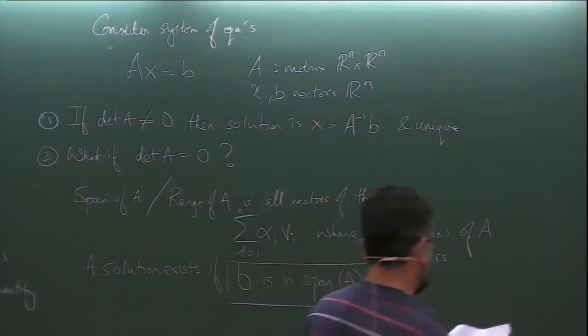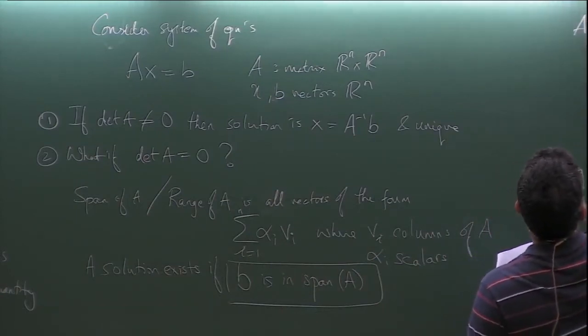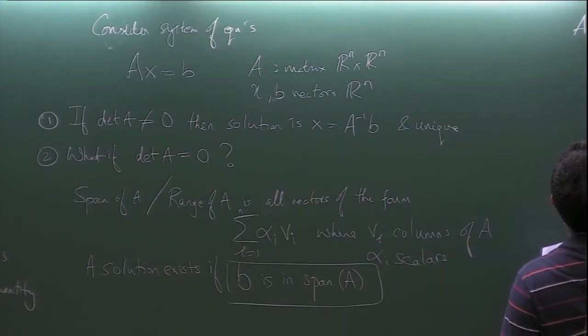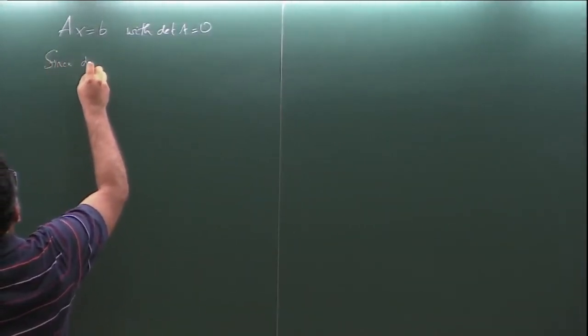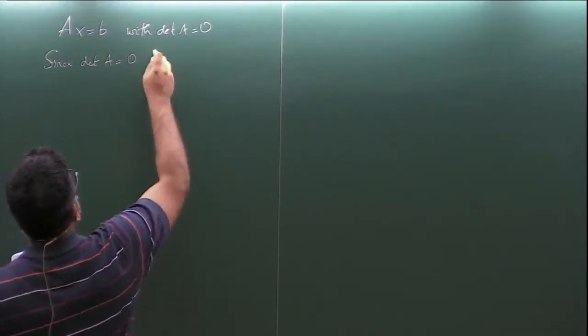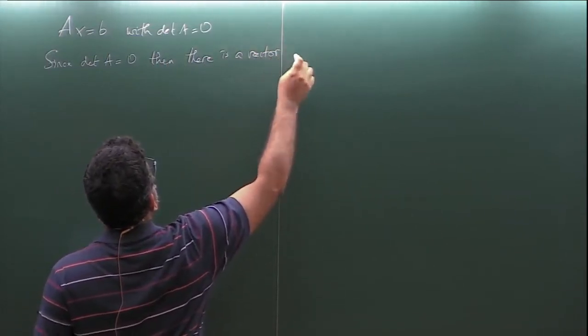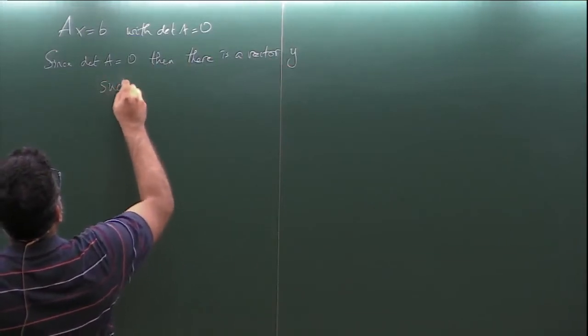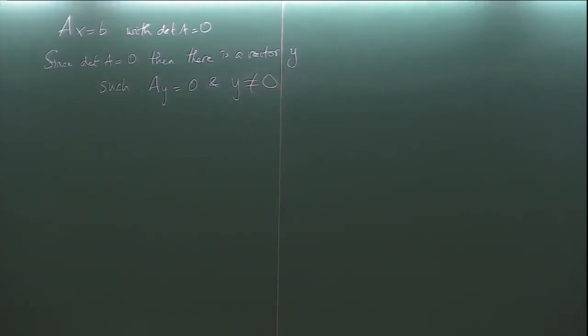So, let me consider Ax equals b with determinant of A is 0. Okay? Since determinant of A is zero, then there is a vector y such that Ay is zero and y is non-zero. That's what it actually means for the determinant of a matrix to be zero. There's a zero eigenvector. That's what y is. Okay?